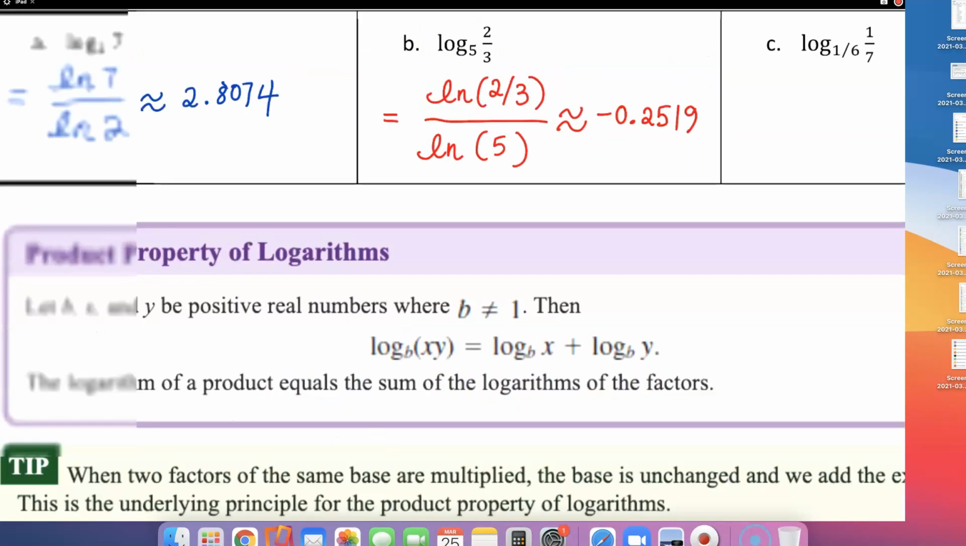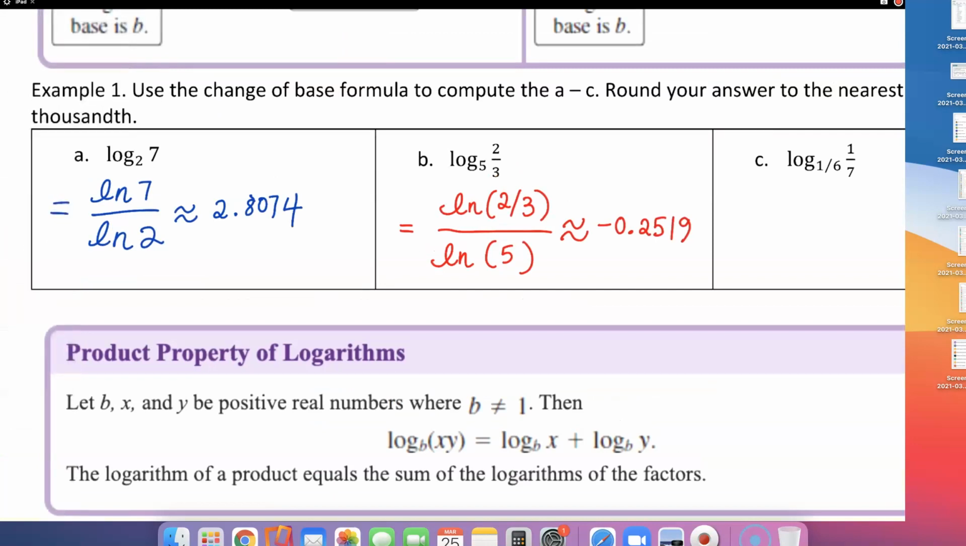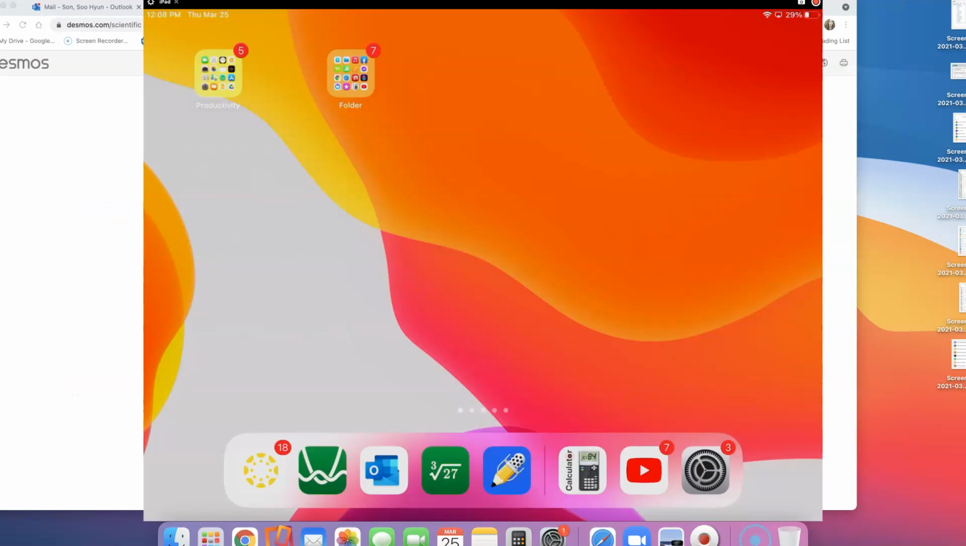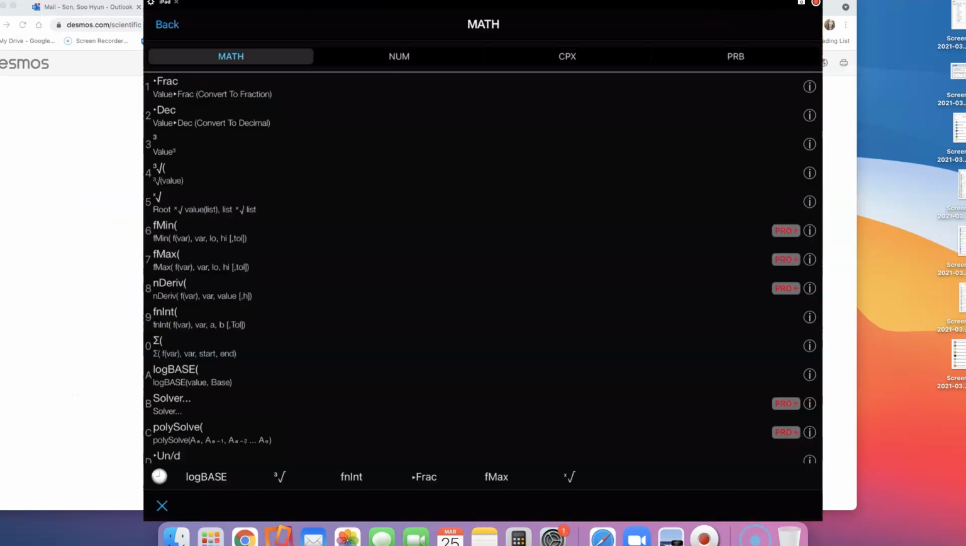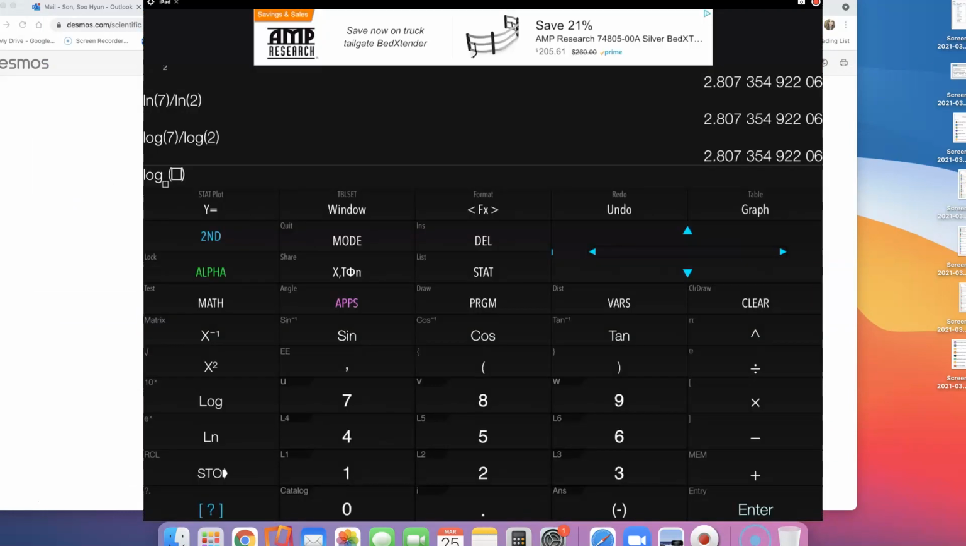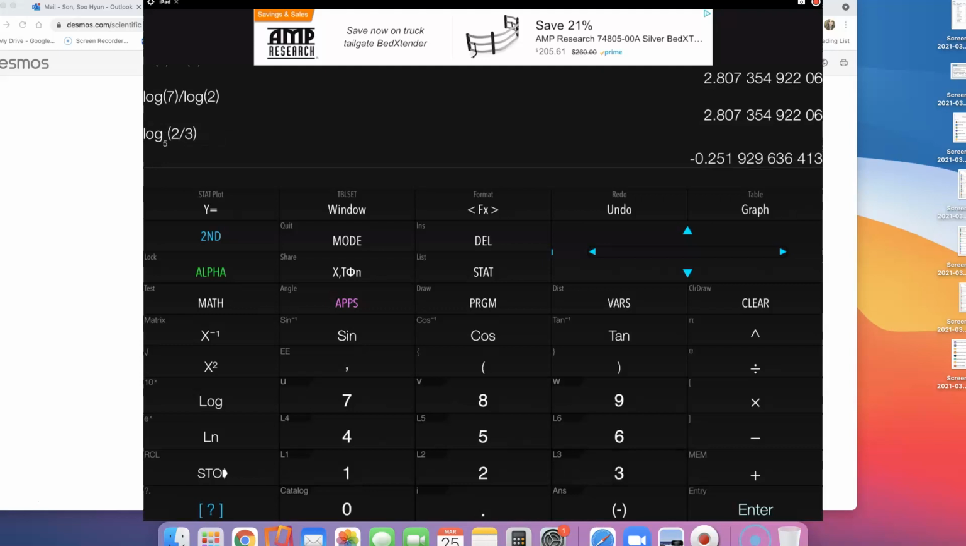Okay. And I may want to check this because I have another tool, right? So over here, I'm going to go to math and log base 5, and the argument was 2/3. And if I hit enter, I get that decimal. And what I will do is type in natural log of 2/3 divided by natural log of 5, and I want to see the same exact decimal, and they are the same.